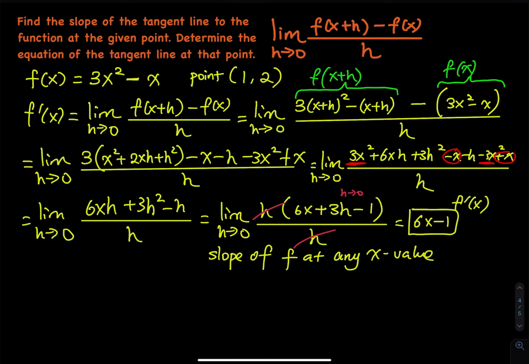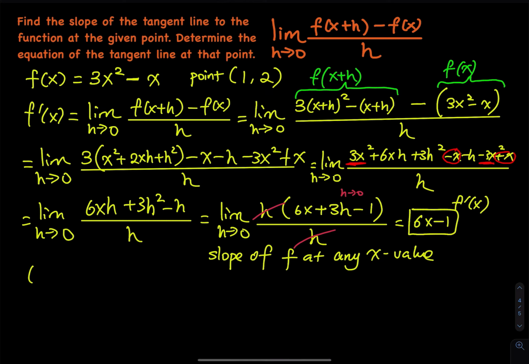Take a look at the original function, 3x squared minus x. This is a parabola, right? That means sometimes the slope is going downhill, sometimes the slope is going uphill. At the vertex, the slope is equal to 0. So that means the slope is changing all the time. If you pick any x value, you want to estimate the slope at that point, all you have to do is plug in the x to f prime of x.